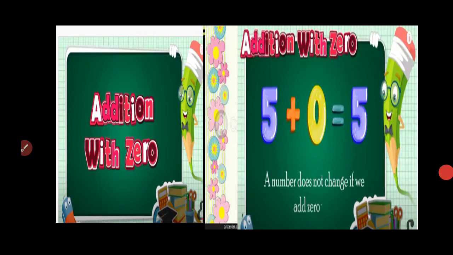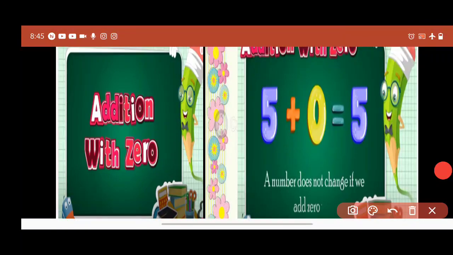Addition with 0. This is a new concept, children. See, whenever a number is added to 0, or you can say 0 is added to any number, the answer to that question is the number itself. It means the answer does not change. The answer is that number itself. For example, over here, I'm adding 0 to 5. Whenever you add 0 to any number, the answer is the number itself. The answer is 5 only, no?